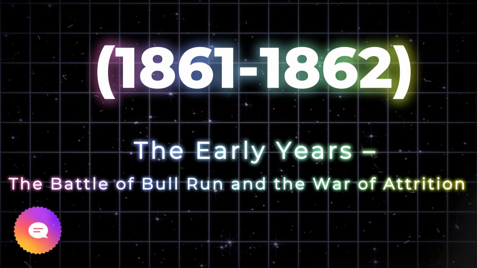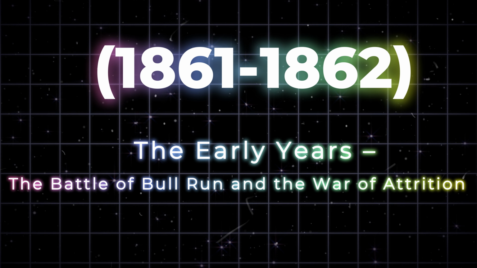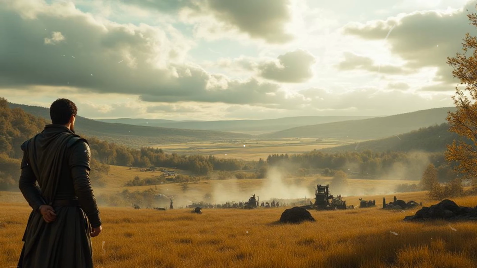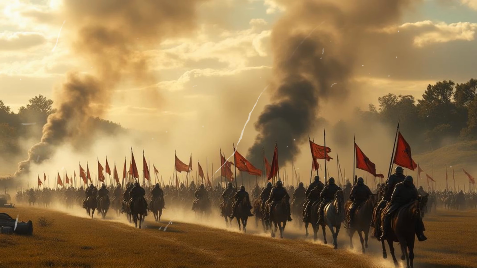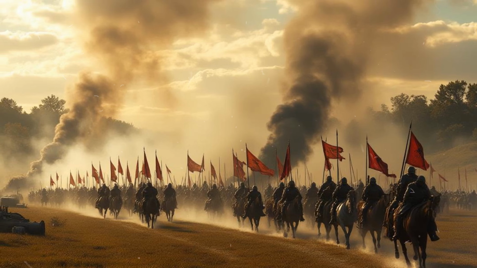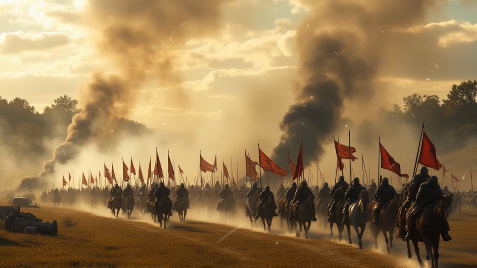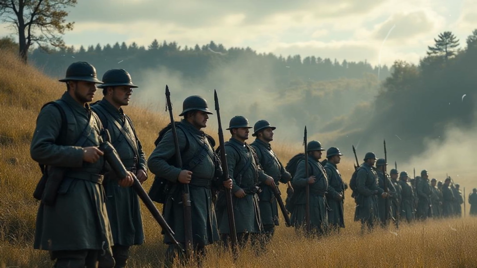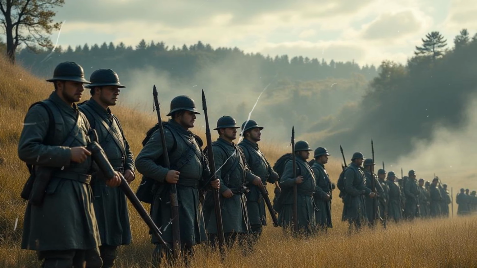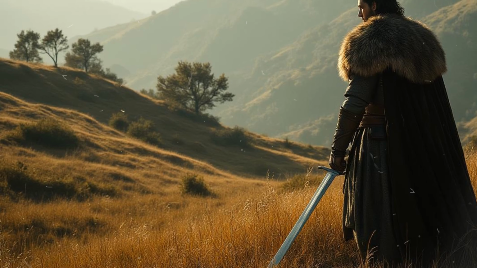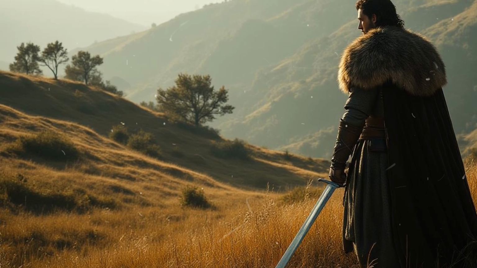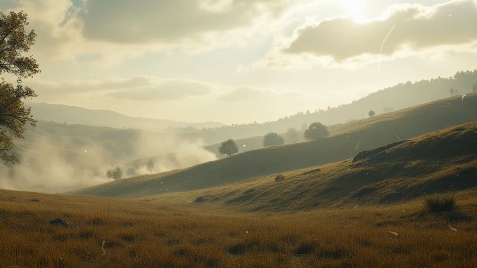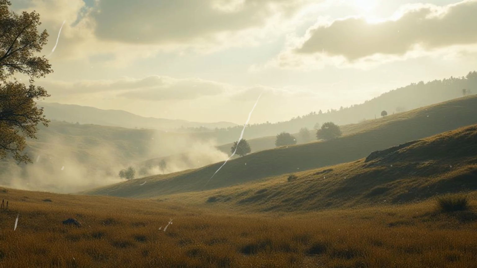The American Civil War began in earnest in 1861 with a conflict that neither side was fully prepared for. In the early months, there was an overwhelming sense of optimism from the Union. General Winfield Scott, the Union commander, believed the war would be short and decisive. But this assumption was shattered in the first major battle, the Battle of Bull Run.